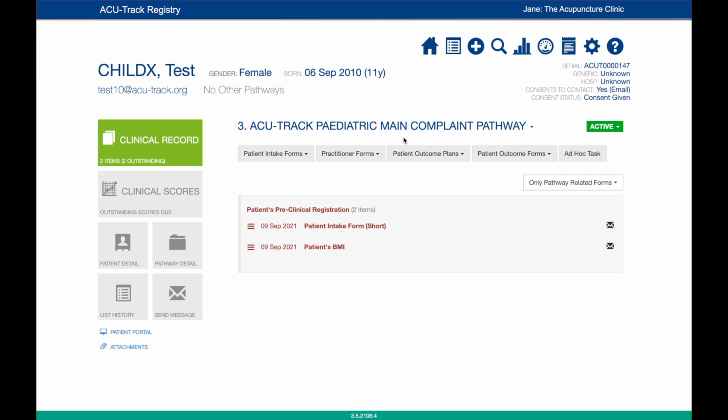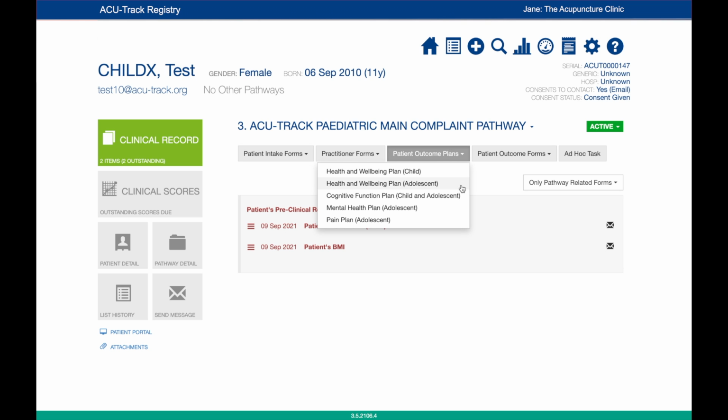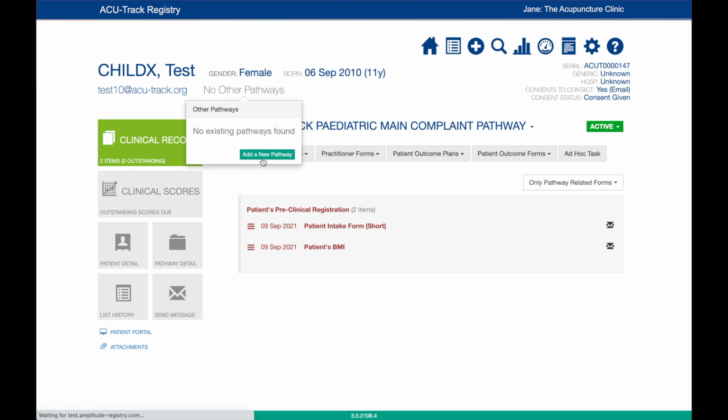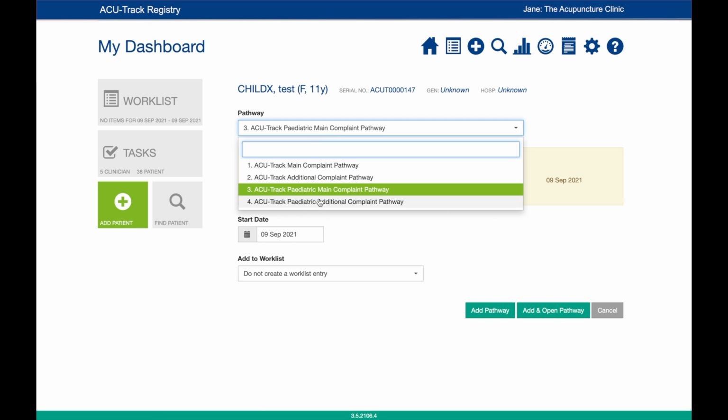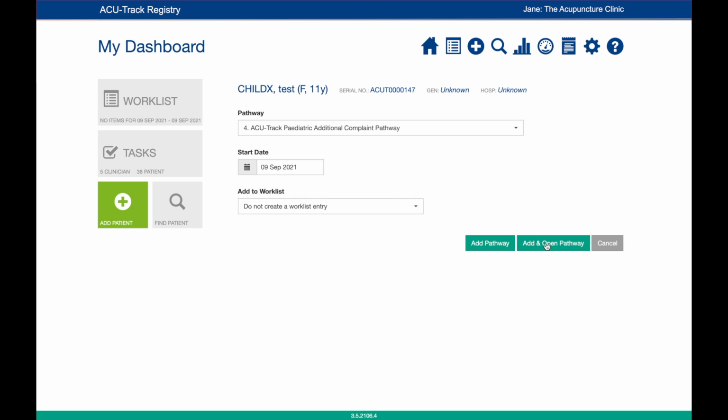The Pediatric Main Complaint Pathway should be used to track a child or adolescent patient's main health complaint or issue. You can use the Pediatric Additional Complaint Pathway to track additional health complaints.